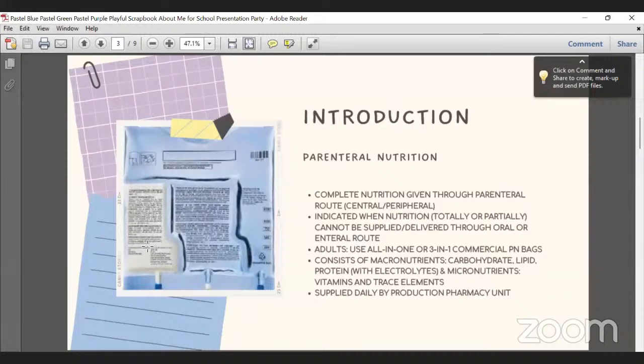And all of the bags usually come with electrolytes. There are also micronutrients such as vitamins and trace elements, but usually they are not readily injected into the bag, so we need to administer them separately.